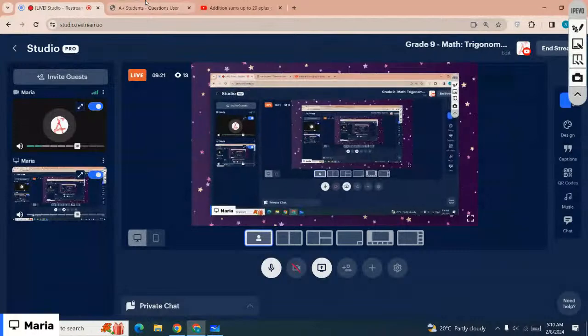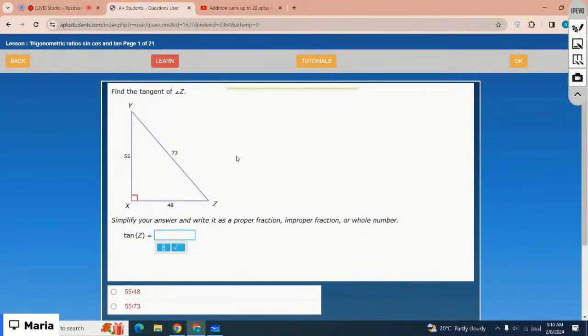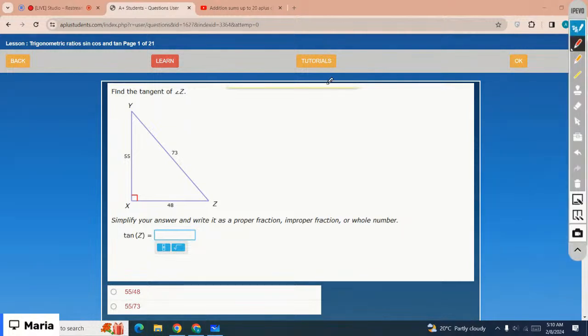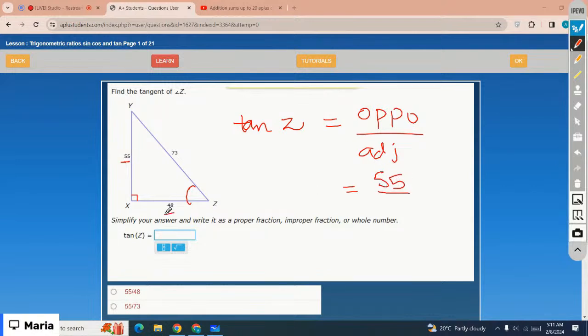Okay, the first example, let's start with the first one. Find the tangent of angle Z, right? So here is the angle Z, and you have to calculate the tangent of angle Z. So tan of angle Z is opposite divided by the adjacent, right? So from angle Z, opposite is 55 and adjacent is 48. So just do 55 divided by 48.